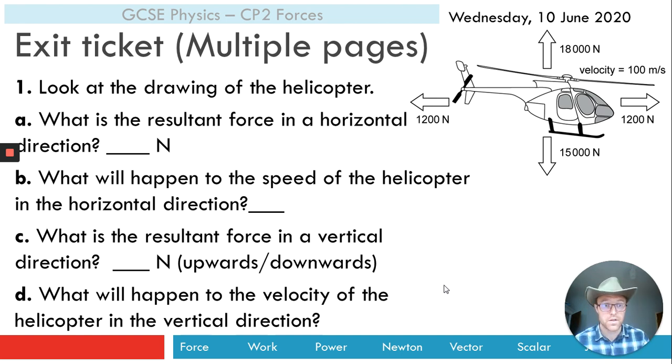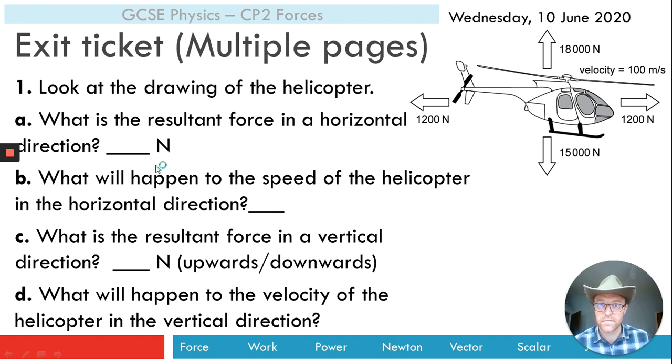Okay, exit ticket. We've got four different questions. We've got one question on each of the Newton's laws, and a fourth one for students who wish to test themselves, really push themselves. So here we've got a helicopter. It's got a force acting left, a force acting right, a force acting up, a force acting down, and it's moving forwards at 100 meters per second. Moving to the right at 100 meters per second.